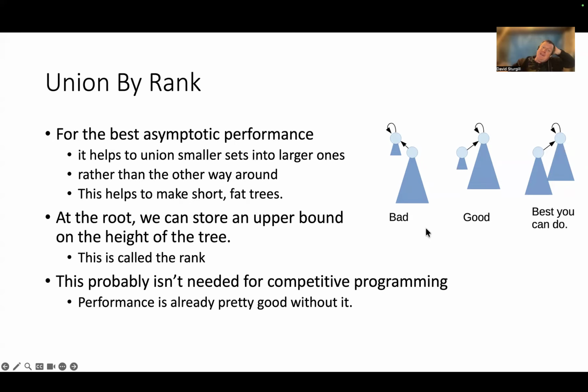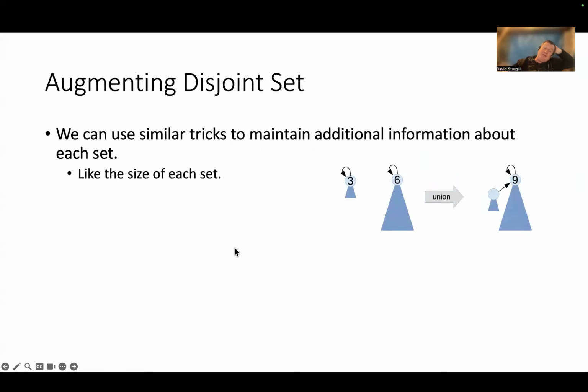If you want, like I said, the absolute best asymptotic performance, you have to do this. But for competitive programming, as long as you implement disjoint set with path compression, you'll have performance that's fast enough for about anything you might need to do. The reason I mention this union by rank trick is that even if you don't do that, you can use some of the same tricks to compute other stuff as you build your disjoint set data structure.